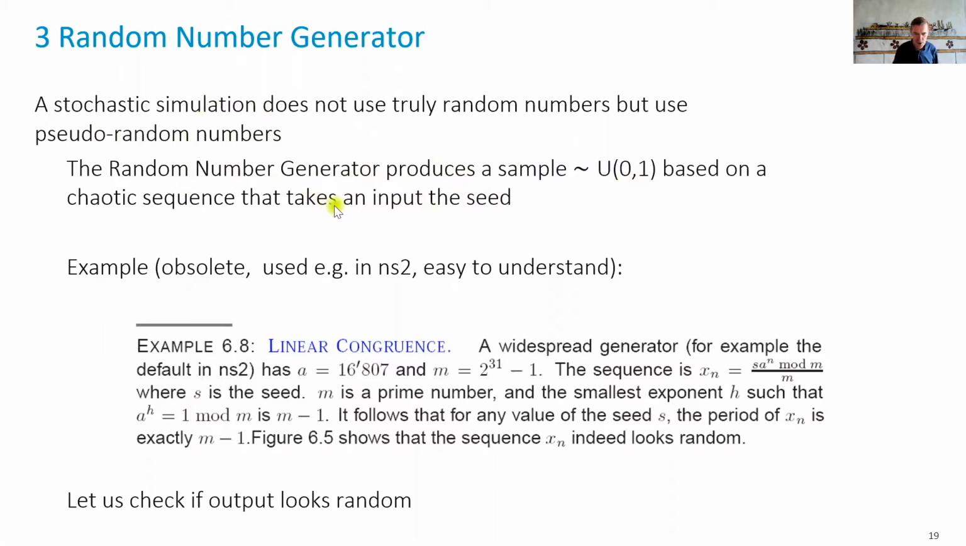Well, to understand why, let's look at a simple example that's easy to understand, and all random number generators are based on similar models with a bit more complexity. The idea is to produce a chaotic sequence. So what is a chaotic sequence? A chaotic sequence is a sequence of numbers that appear to be completely random, even though it is purely deterministic.